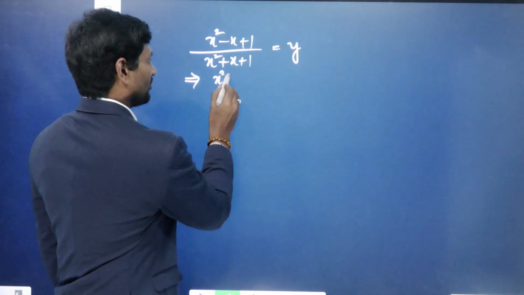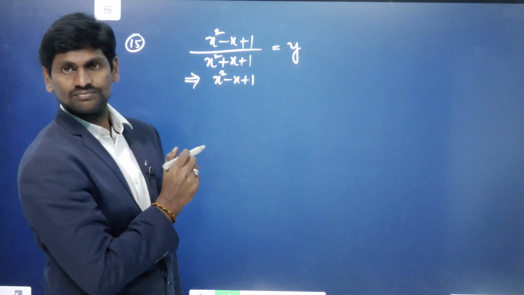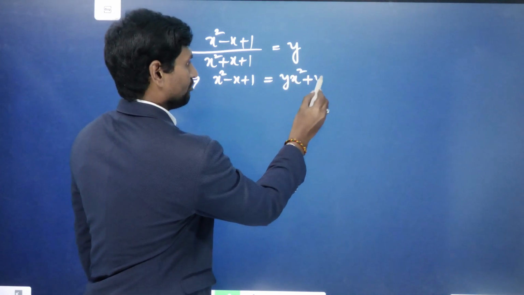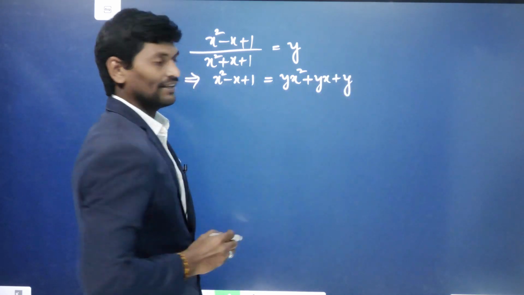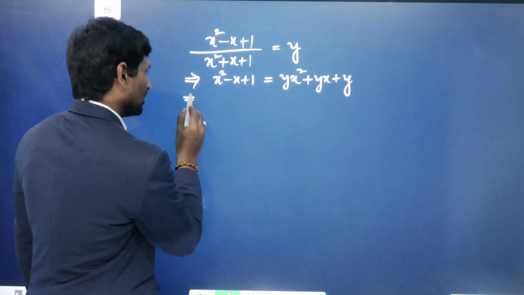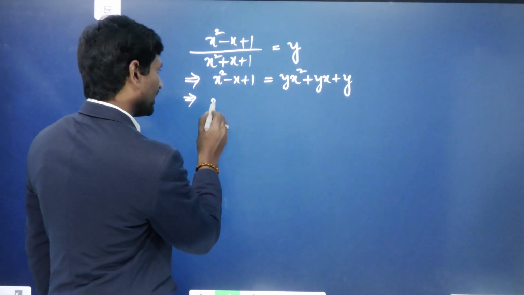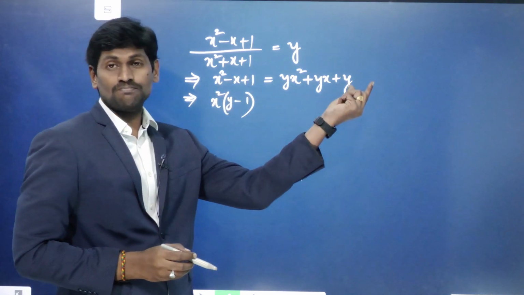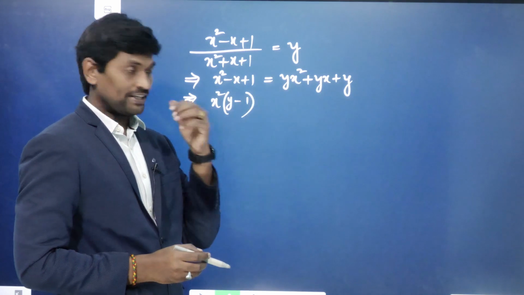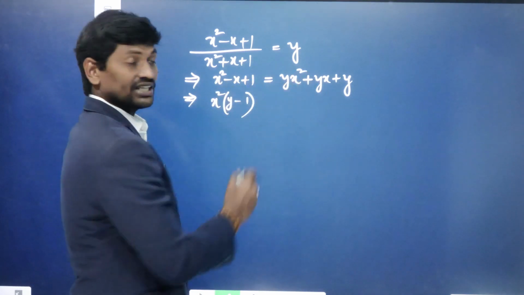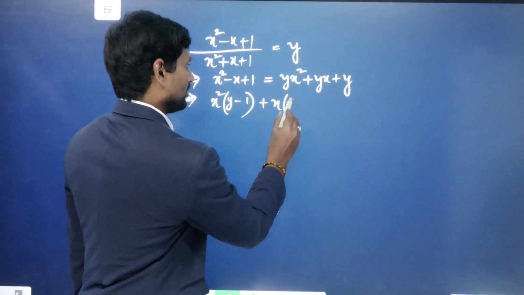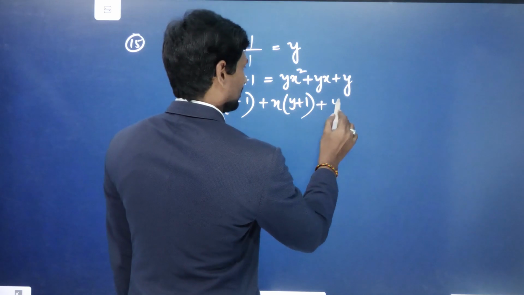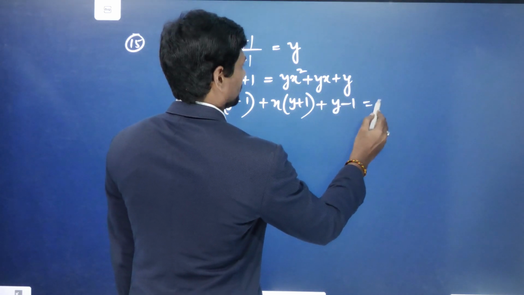Transpose that side. I am writing x square minus x plus 1, this is the numerator. I multiply with the denominator: y x square plus y x plus 1 into y. Transpose all to that side and take the x square term common directly. This will be y minus 1, am I right? Because plus x square transposes to minus, the x square term common, y minus 1 remains. Same way, if I transpose and take x as the common term, this will be y plus 1. Okay, last one, y minus 1 equals 0.